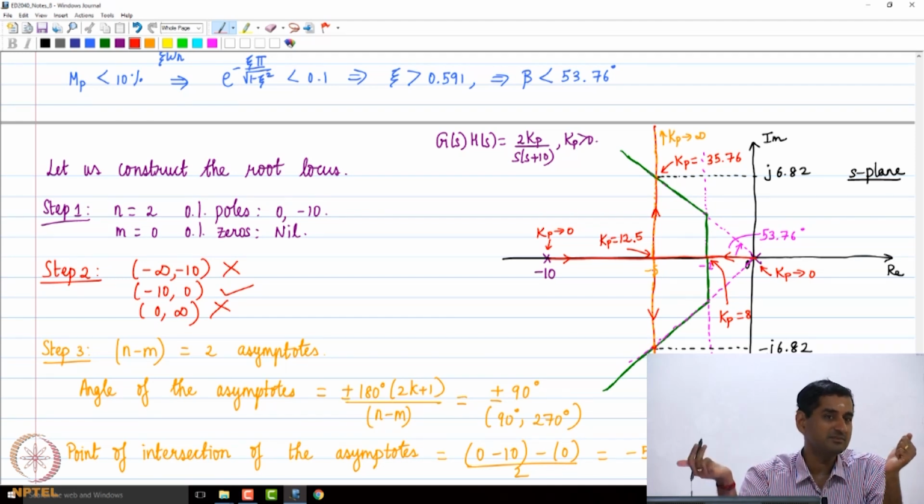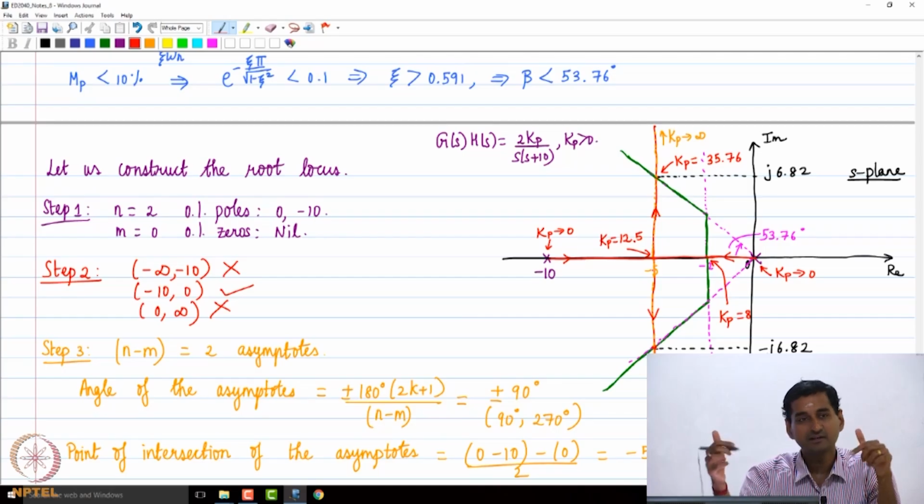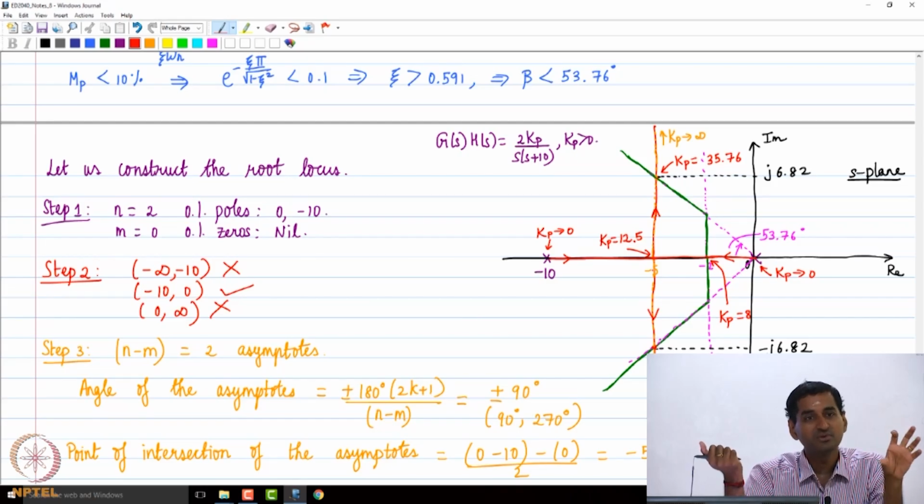So what can you say about the closed loop poles? They are real. If you have two real distinct poles for a second order system, what is it called? Overdamped, right? So at 12.5 they intersect, and they become critically damped. Beyond 12.5, the two branches move away from the real axis. So you have complex conjugate closed loop poles, and the system becomes underdamped, okay?